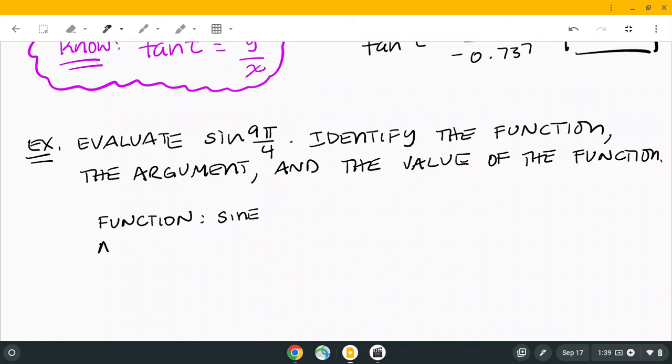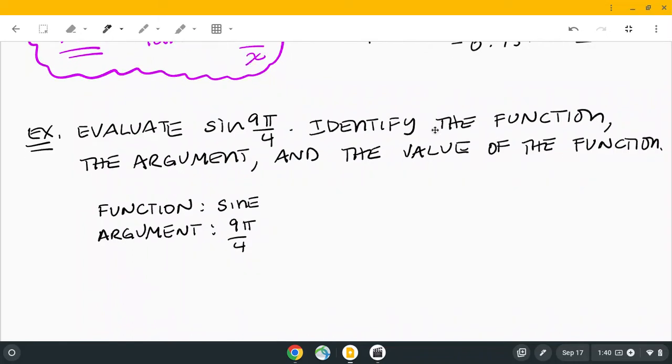The argument, so if you're a computer science major, then you work with functions and arguments, and it's the same thing here. The argument is the thing that you're passing through the function. In this case, that would be 9 pi over 4. So we're passing 9 pi over 4 through the function sine, and we get this output, which is the value. The value is going to be the answer. So let's go ahead and find the value.